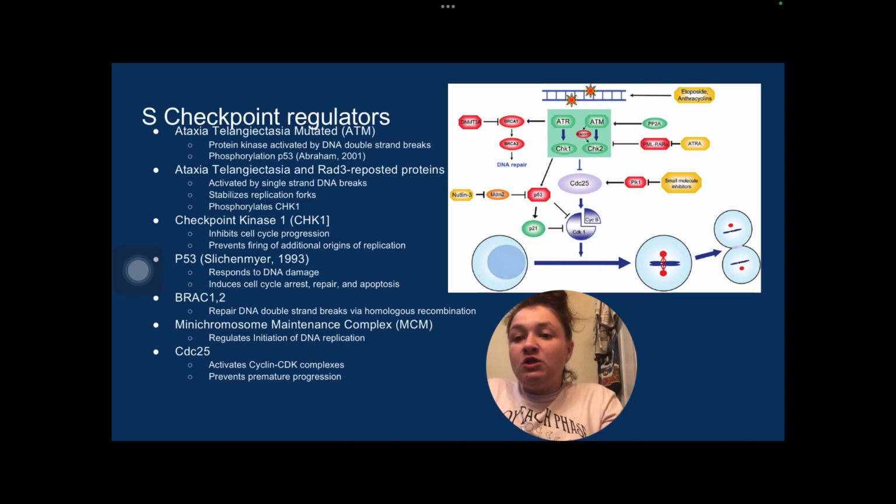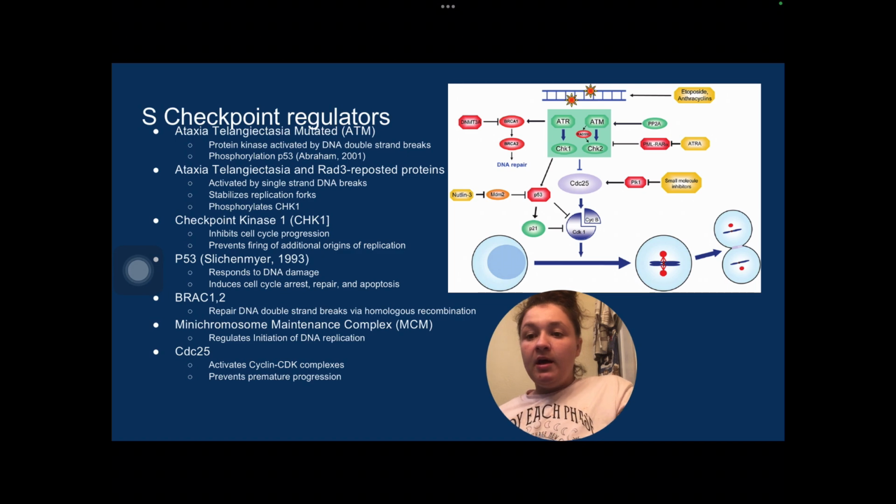CDK2, in complex with cyclin A, drives the progression of the synthesis phase. In response to DNA damage, checkpoint kinase 1 mediated phosphorylation of CDC25A targets it for degradation, thereby preventing CDK2 activation and halting DNA replication.